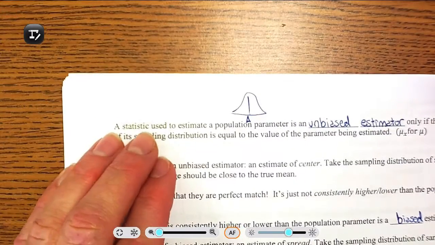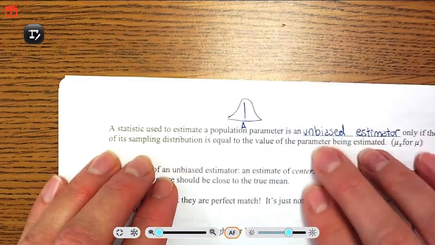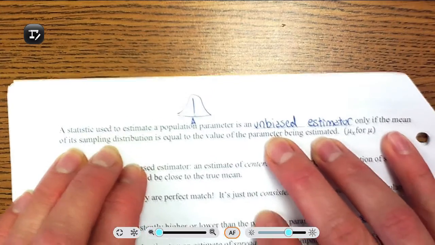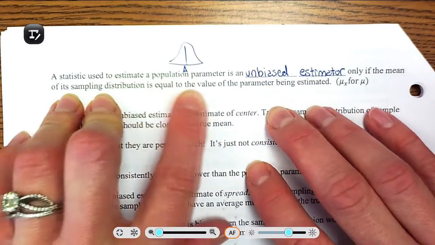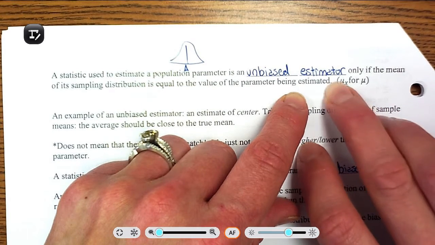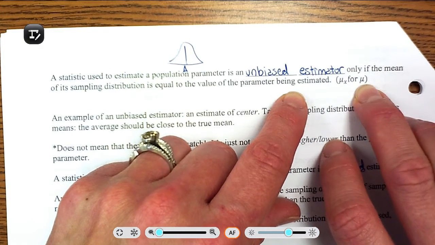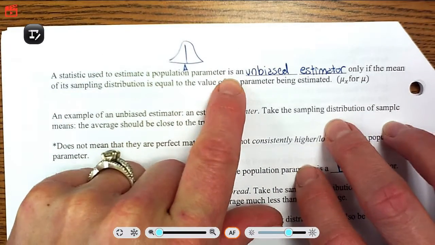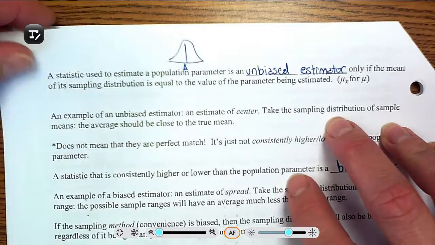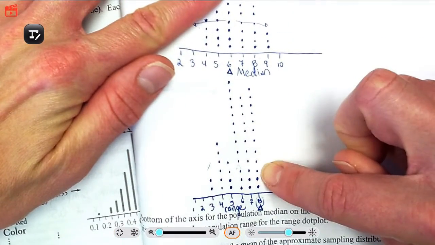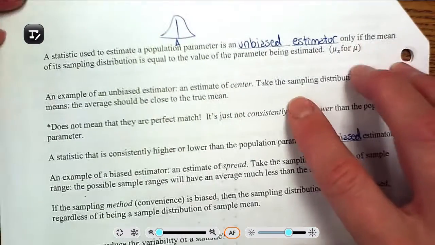A statistic used to estimate the population parameter is an unbiased estimator only if the mean of its sampling distribution is equal to the value of the parameter being estimated. So we really want the mean of the sampling distribution to be equal to the parameter that we're trying to estimate, okay? We don't want to have to stick with a max of the sampling distribution in order to estimate the true value of the parameter. Okay, so we're mean focused.